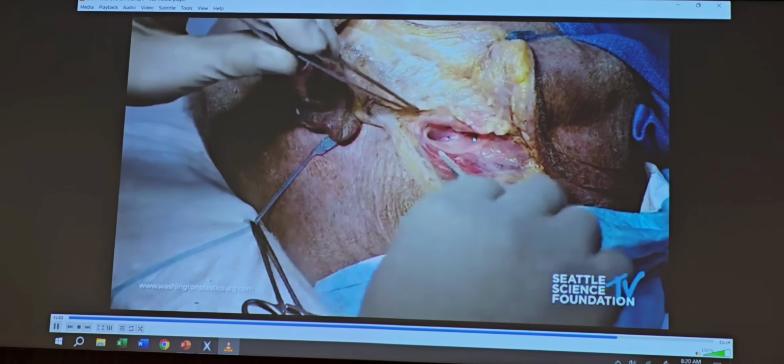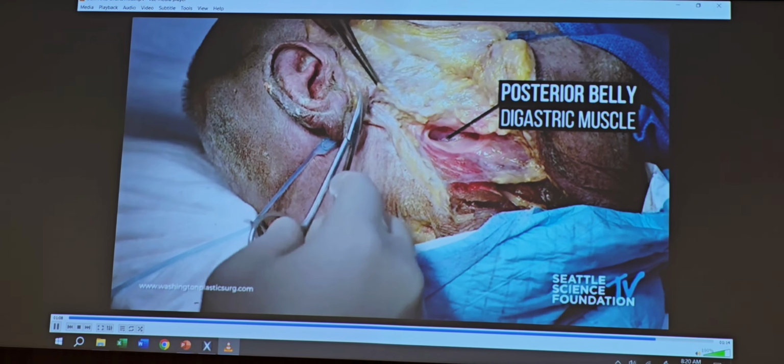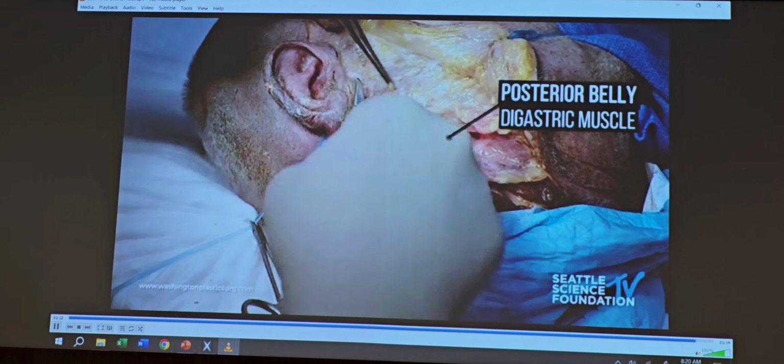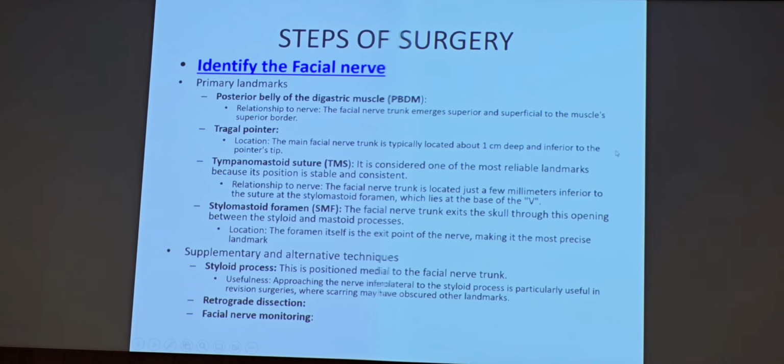So that is the posterior belly of the digastric. And it attaches to the sternocleidomastoid at the digastric ridge. As you know, that digastric ridge is one of the landmarks for the exit of the facial nerve. And the most important step in the parotid surgery is the identification of the facial nerve. So what are the landmarks you use? You always use landmarks, bony and soft tissue landmarks to identify it.